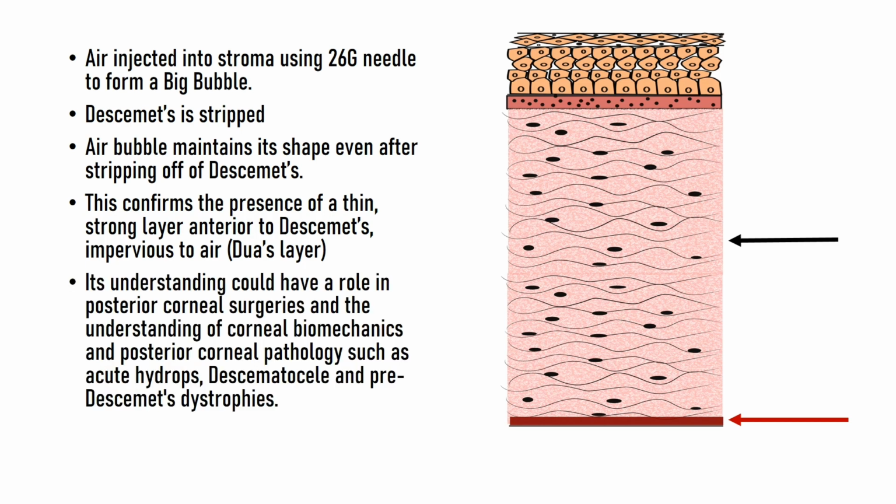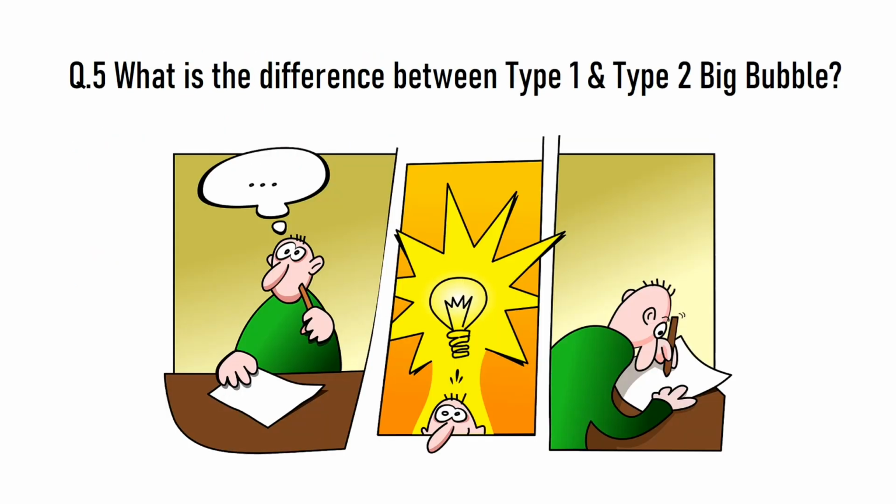The understanding of this layer could have a role in posterior corneal surgeries and in the understanding of corneal biomechanics and posterior corneal pathologies like hydrops, descemetocele, pre-Descemet's corneal dystrophies, etc. Before we move on to the blood supply and nerve supply of cornea, here is the fifth question of the video. What is the difference between type 1 and type 2 big bubble?